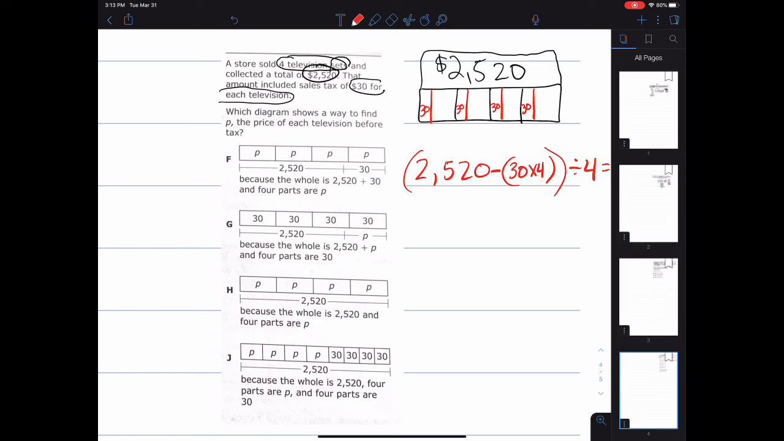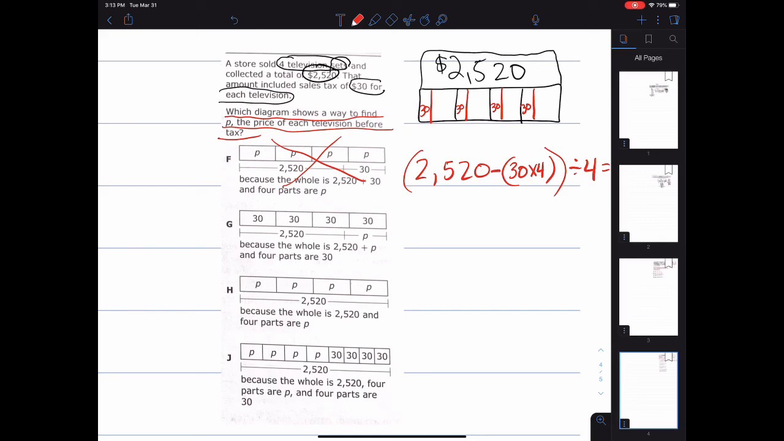So the question's asking, which diagram shows a way to find P, the price of each television before tax? I'm going to look at my strip diagram. I notice that 2,520 is my total for everything. So let's look at F. I know this one cannot be it because it has 2,520, but then it has 30 as part of the total. Well, 30 is part of the total, but my total is only 2,520. So I should only have one big space for 2,520 and should not share it with 30. So I know I can eliminate F.